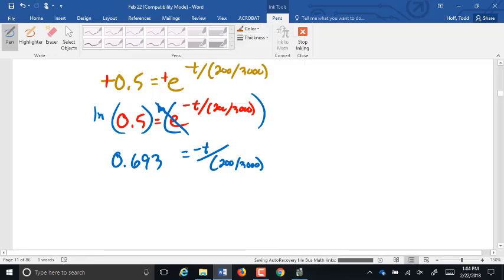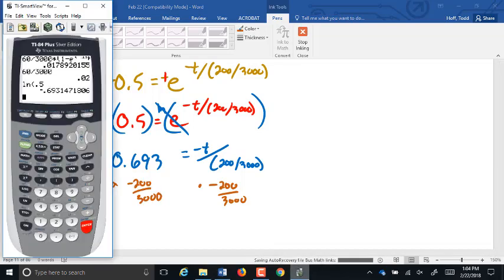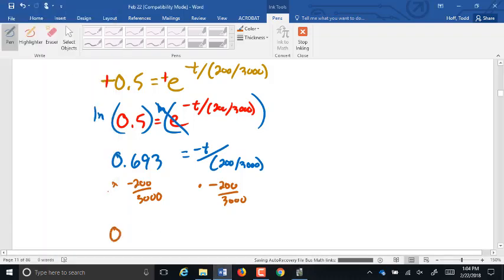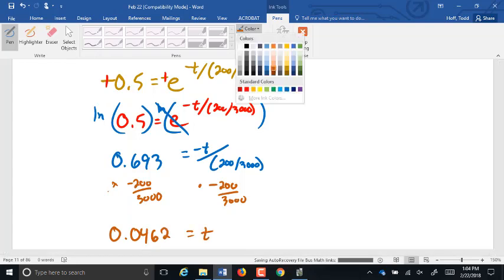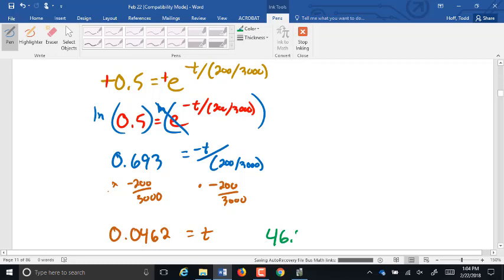We are going to multiply by a negative 200 over 3,000. So I'm going to take my 0.693 times a negative 200 divided by 3,000. I get 0.0462 equals T. That is saying it takes 46.2 milliseconds to get to the 10. Does that make sense?